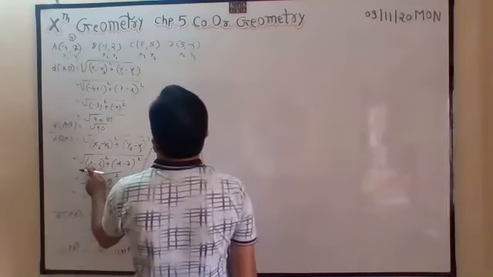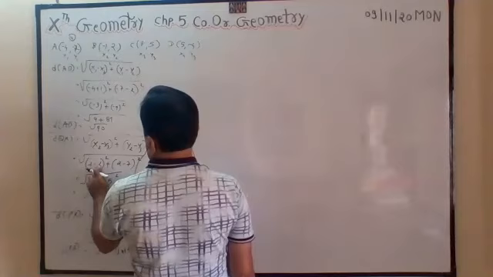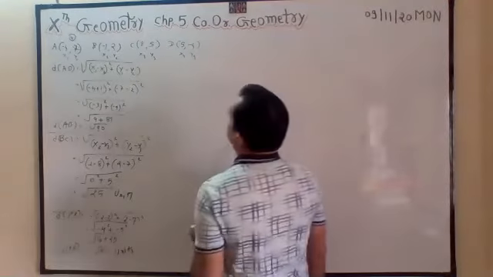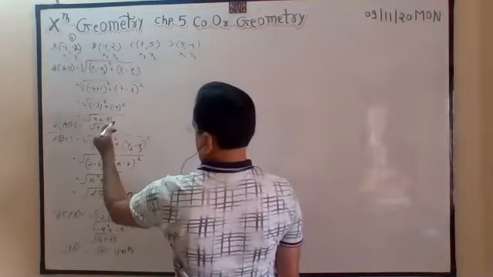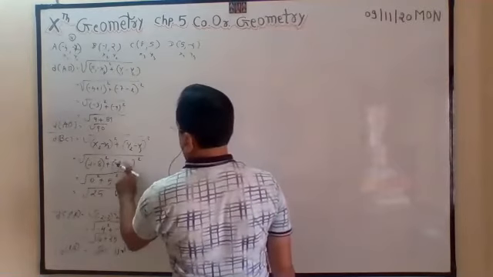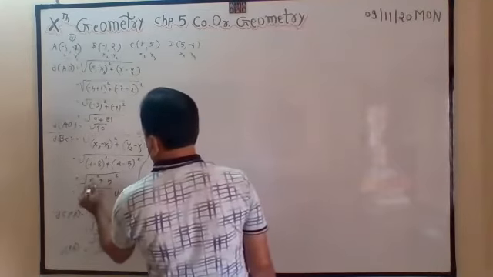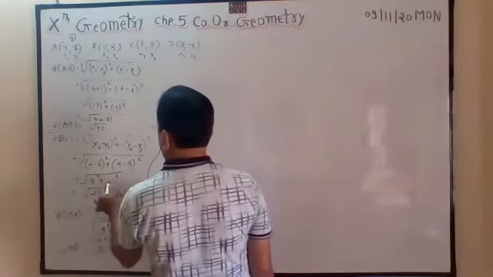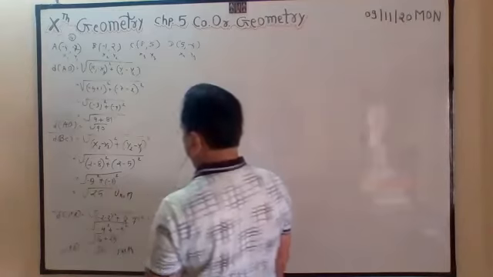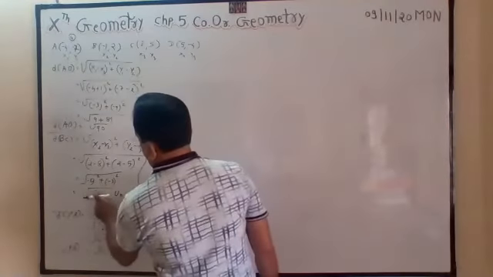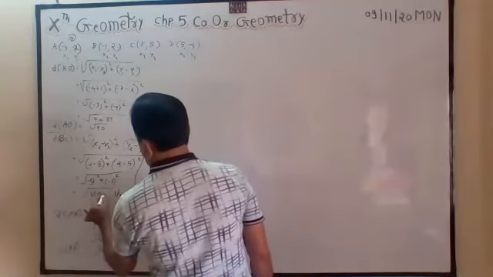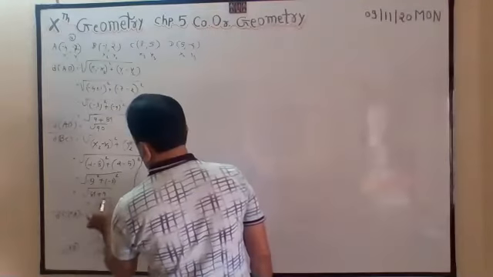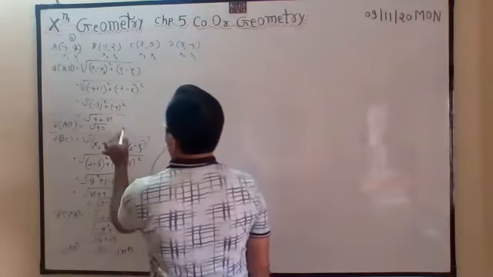And now DC. -1, 8. -1 minus 8. Then 2 minus 5. This is -9 square. This is -3 square. Again 9 9s are 81 plus 9. It is 90 units.